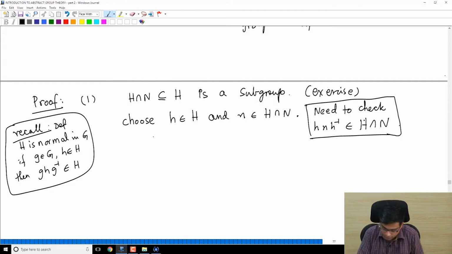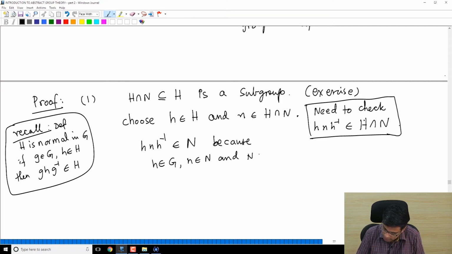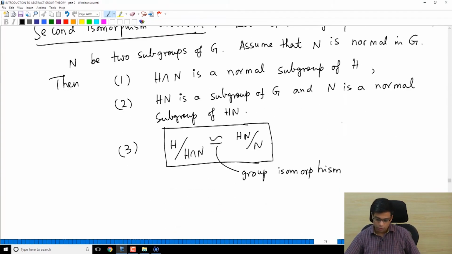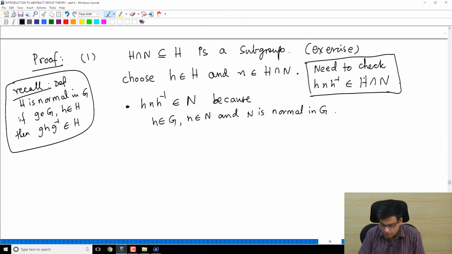Okay, first of all note that h n h inverse is in N because h is in G, n is in N, and N is normal in G. So this is because N is normal in G, that is a hypothesis. We are given that N is a normal subgroup of G. You take something in H, then it's obviously in G because H is a subgroup of G. So small h is in the group G, small n is in group N, and the element h n h inverse will be in N.